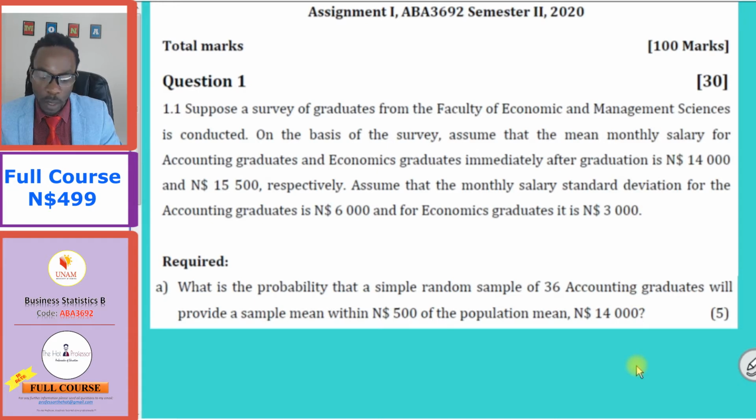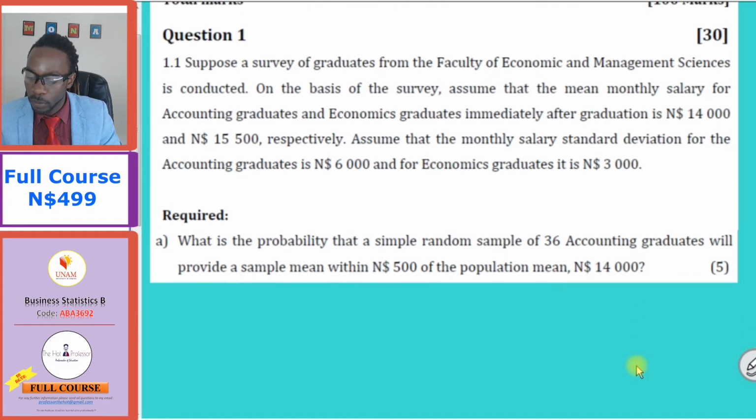Now the first required question says, what is the probability that a simple random sample of 36 accounting graduates will provide a sample mean within 500 of the population mean 14,000? Alright, so we jump straight into it.